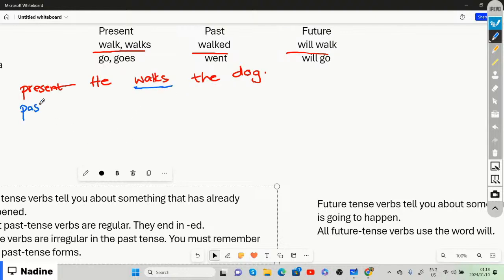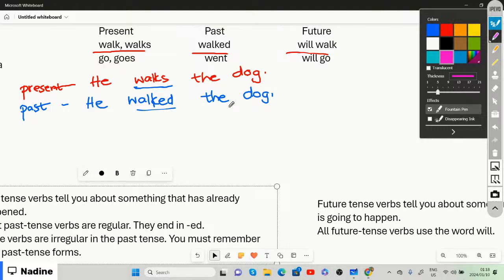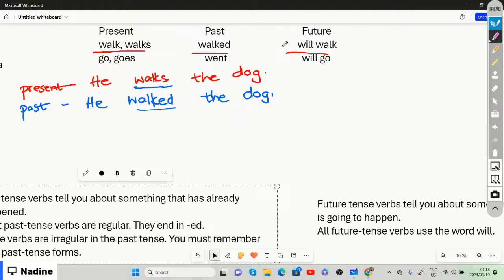If we look at a sentence that is in the past tense, then we can say he walked the dog. And there we have our verb in the past tense, which is walked, and we added an ed. And if we look at the future tense, a specific sentence in the future tense, then we can say he will walk the dog.